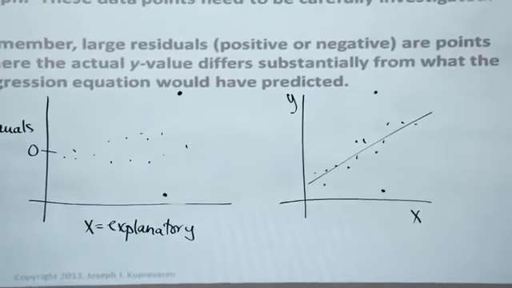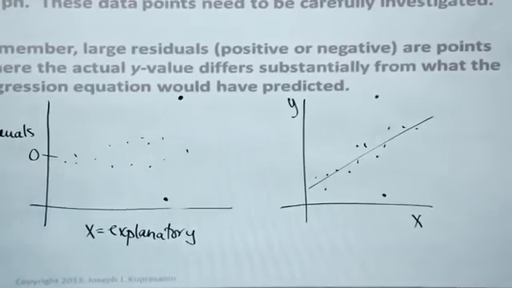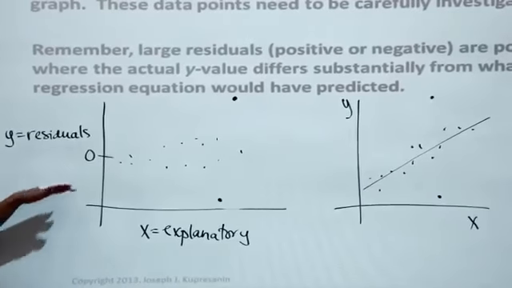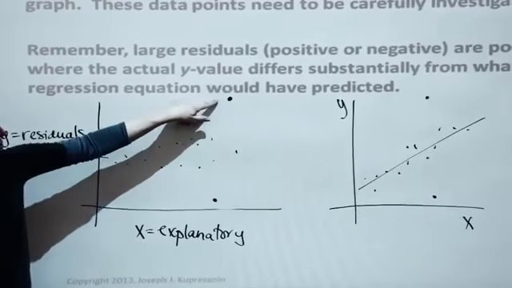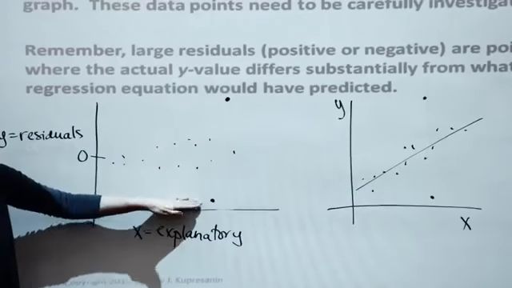So this is number 3. When looking at the residual plot, not the original scatter plot, but the residual plot, we're again looking for unusual values. Points that have an unusually large positive residual or an unusually large negative residual.